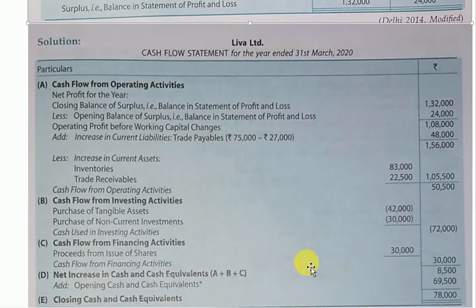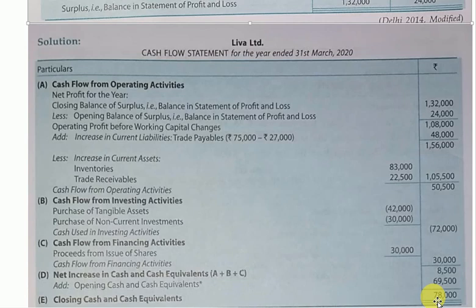And we have already written add cash and cash equivalents in the beginning of the year, 69,500. These two amounts are added, 8,500 and 69,500. It adds up to 78,000. This is your final amount of cash flow statement. Close it with double line. There should be double line to close it, and here you will write cash and cash equivalents at the end of the year, that is current year.